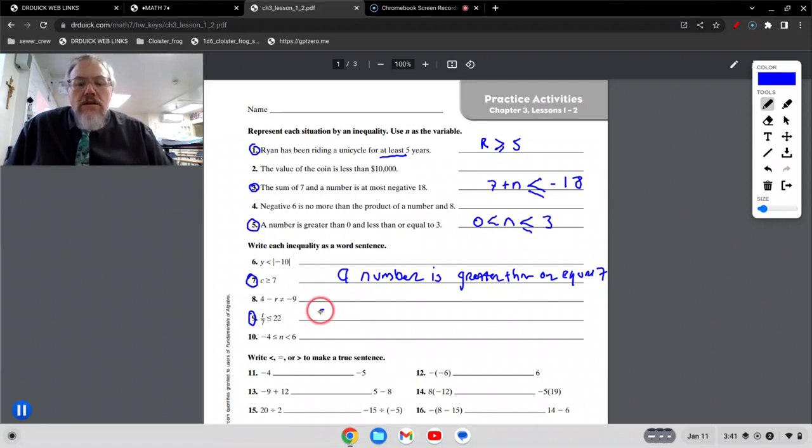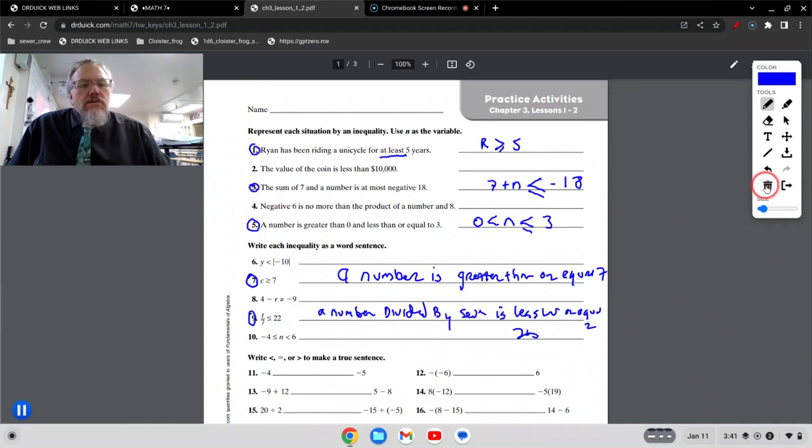T, a number divided by 7 is less than or equal to 22. So that seems pretty easy, right? So that's all those guys.